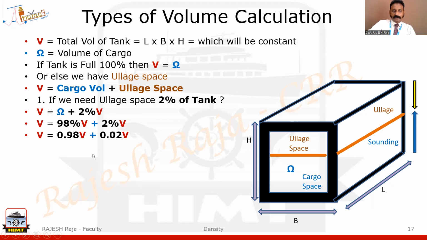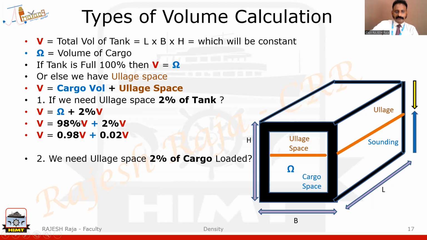Let us look at the second concept. Now some question asks you that the ullage space you leave is a percentage of the cargo loaded. Please remember it is not 2% of the tank, it is 2% of the cargo loaded. Then the equation gets modified. The main base equation is still the same. Capital V is equal to cargo volume plus ullage space. Please look at the change now. Capital V is equal to cargo volume, which is omega, but instead of 2% of capital V, I have to write 2% of omega.